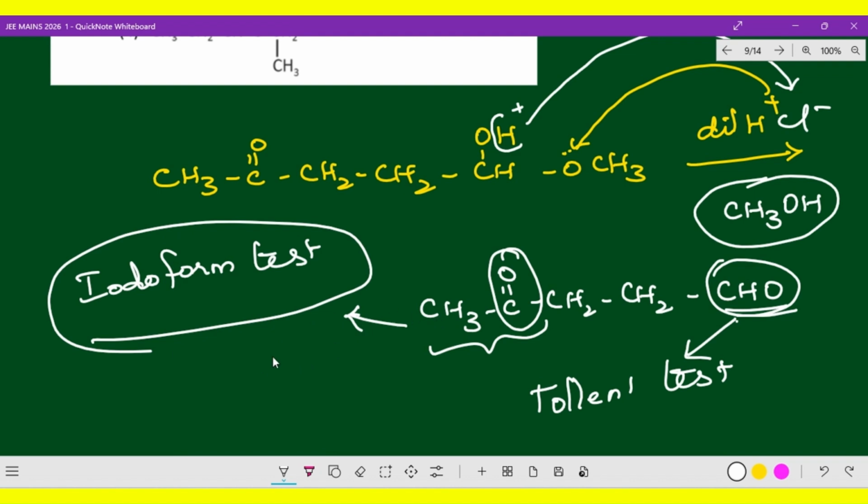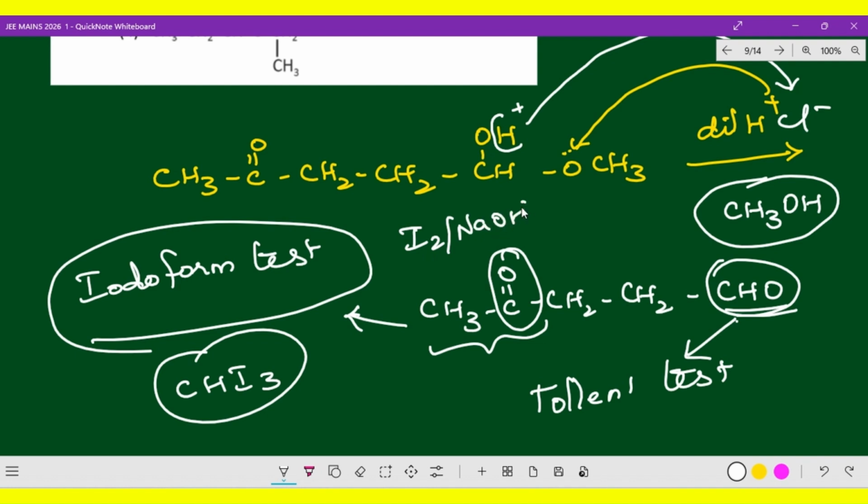So this is actually what it is, salt plus trihalide you'll be getting here, CHI3 you'll be getting added to that salt formation, right? I2 plus NaOH. So when it is reacting with this compound, you'll be getting iodoform test, and this CHO aldehyde group, if it is present, means you'll be getting silver mirror test when it is reacting with Tollens reagent. I hope you got the clarity.